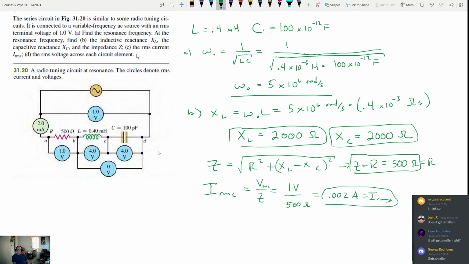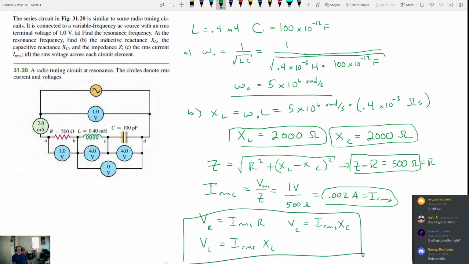And the RMS voltage across each circuit element. For this, VR is just IRMS times R, VL is IRMS times XL, and VC is just IRMS times XC. And I'll leave that for you all to do yourself because it's quite easy.